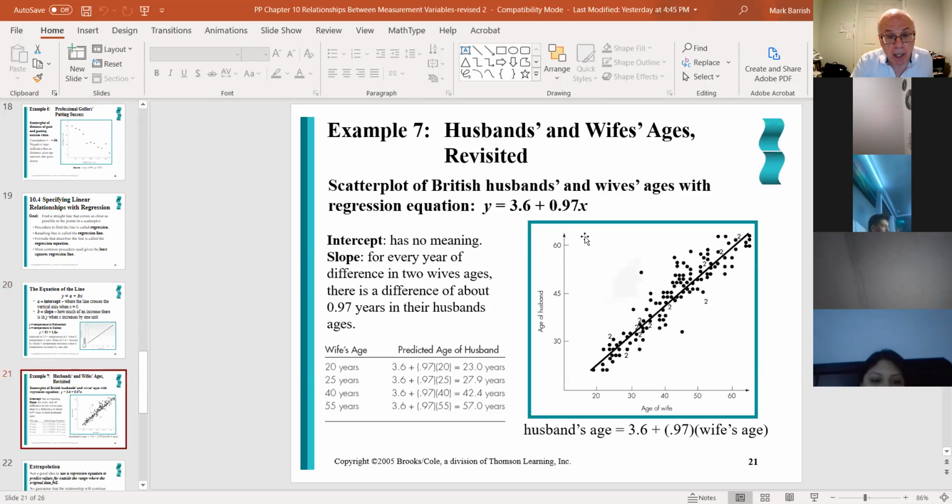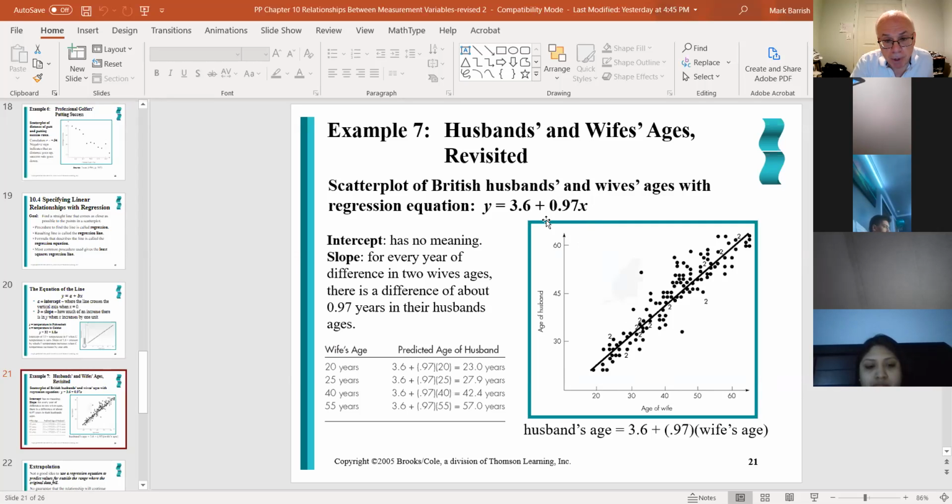For example, here, this is a scatter plot, and this is called a scatter plot, by the way, when we're comparing two quantitative variables. And it's comparing the age of a wife and the age of a husband for some British husbands and wives. And the equation is 3.6 plus 0.97x. Now, what does that mean? Notice x here is the age of the wife. That's the x-axis, and the age of the husband is the y. So what the slope is telling you is that for every year that the wife's age increases, the husband's age increases by 0.97 of a year.